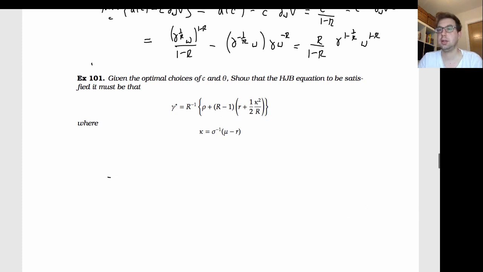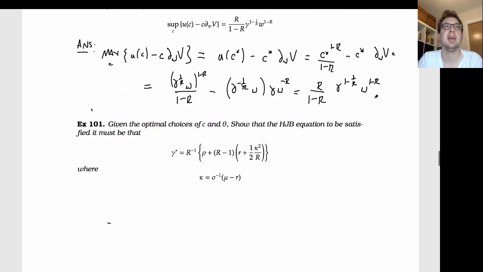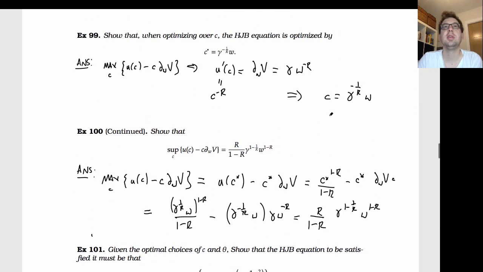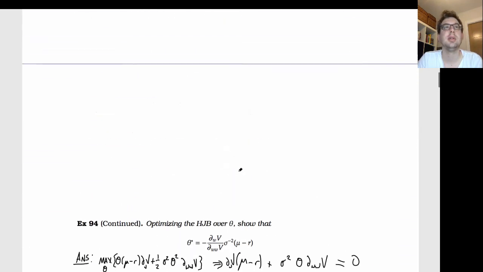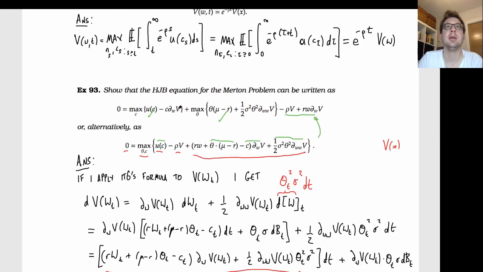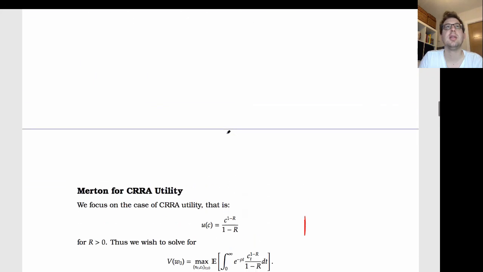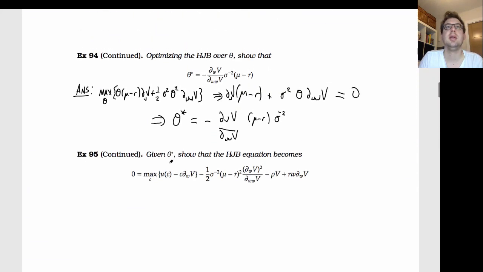Where kappa in this expression is equal to sigma to the minus 1 mu minus r. So what do I really want you to do here? I'll give you a big hint as to how to solve this question. I essentially want you to substitute this into the HJB equation where it's supposed to go. So in the HJB equation it's supposed to go here. I've told you what this part in the HJB equation is. That's here.